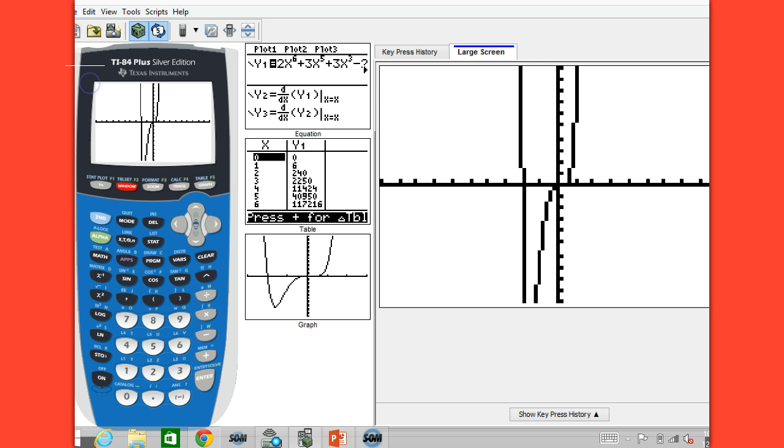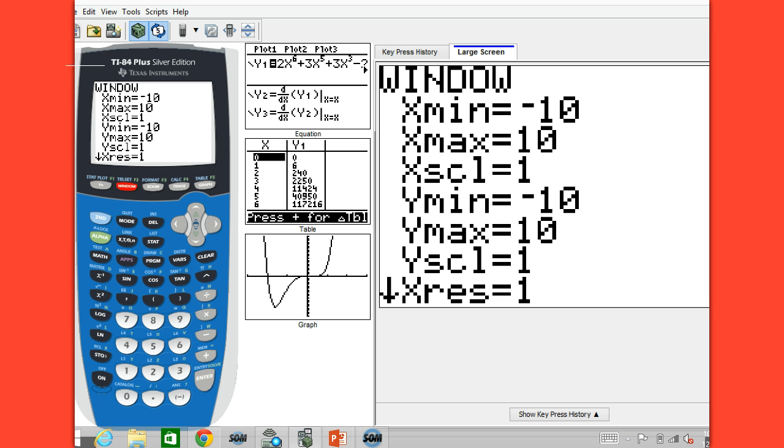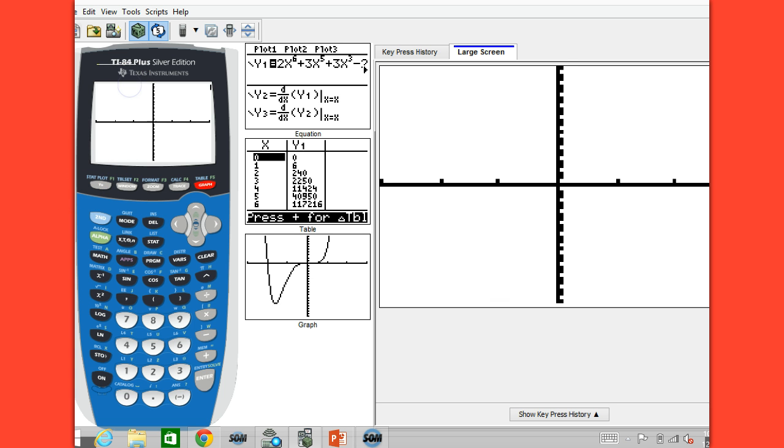So we said instead, let's go change the window, and let's say that for our x's we want to go from -3 to 3, and for our y's we want to go -20 to 20. That may not cut it. I may actually need to go further than that, but I'll start with that and see where that gets me. All right, now that's looking a little more promising.